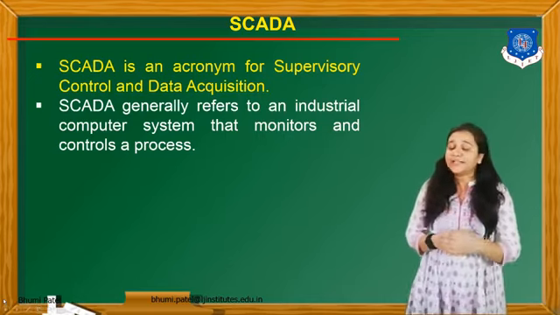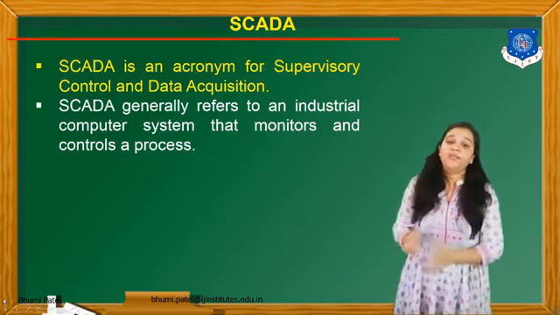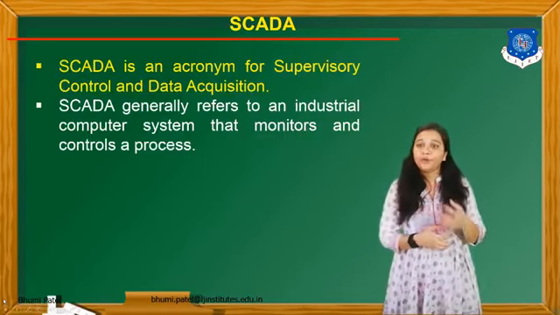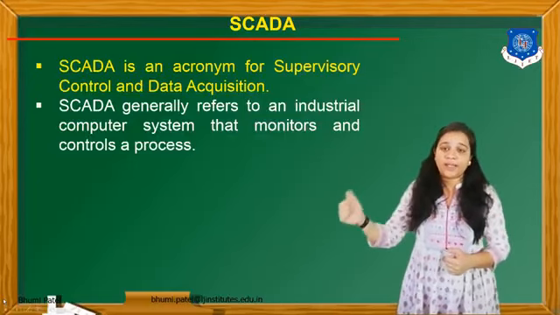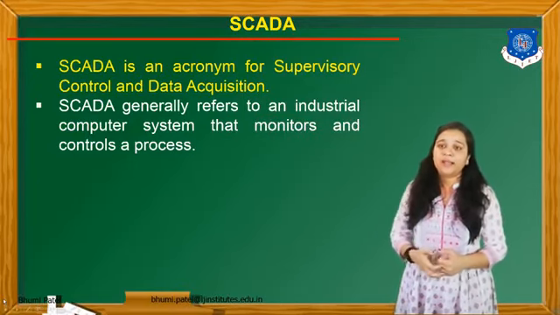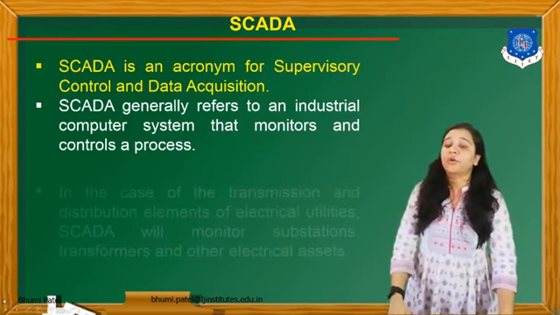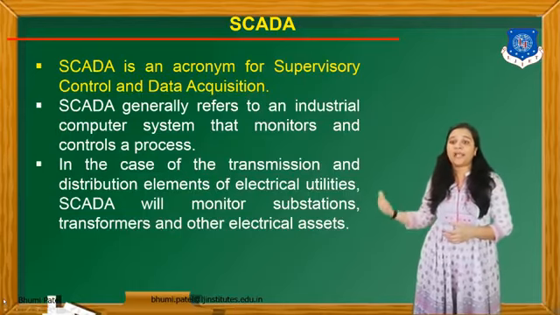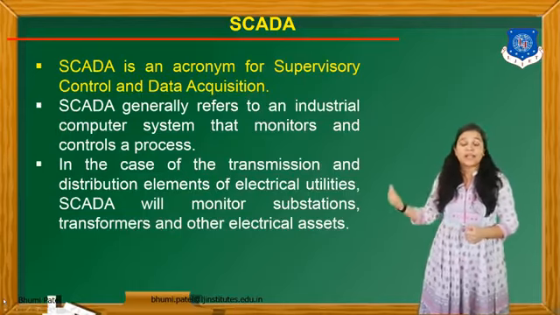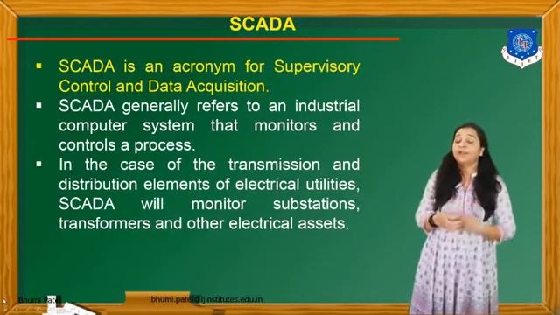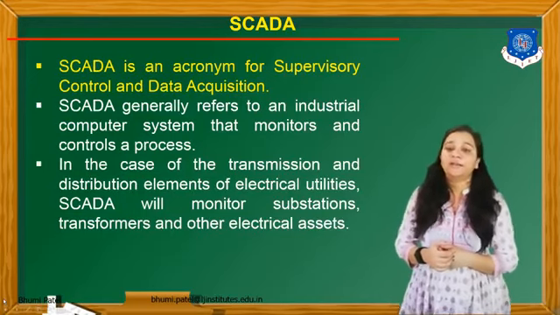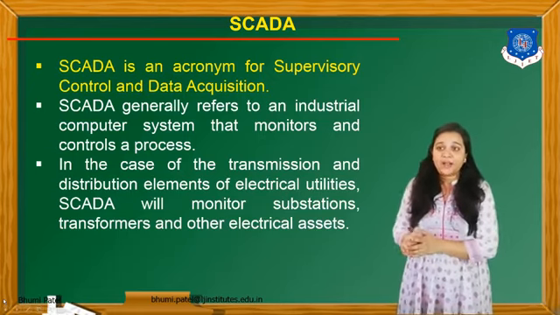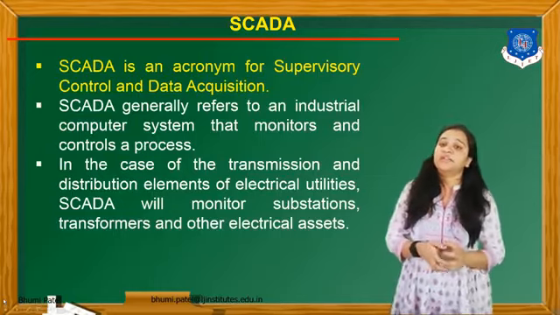After the PLC programming is done, whenever we load the program onto the hardware, the SCADA function is introduced. It monitors the data, whatever the output data is, and then SCADA controls the process. In the case of the transmission and distribution elements of an electrical utility, SCADA will monitor the substation, transformer and other electrical assets. Generally, the function of SCADA starts when the PLC function ends.